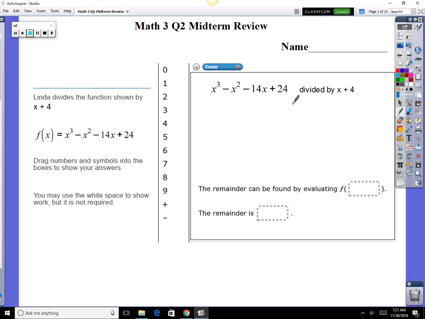Okay. Long division. So you have to divide this polynomial by x plus 4. So look, if you do that long division, you're going to go x cubed minus x squared minus 14x plus 24, and you're going to divide that whole thing by x plus 4.